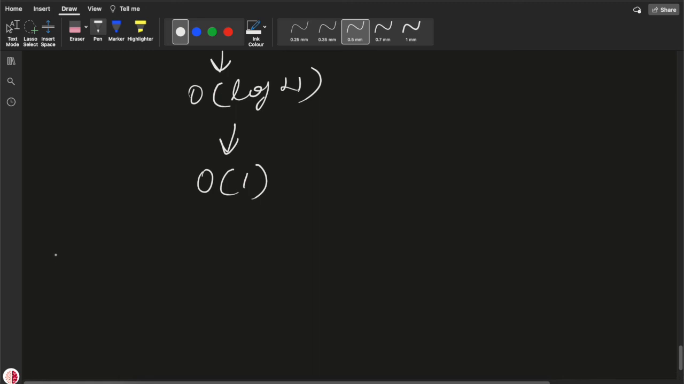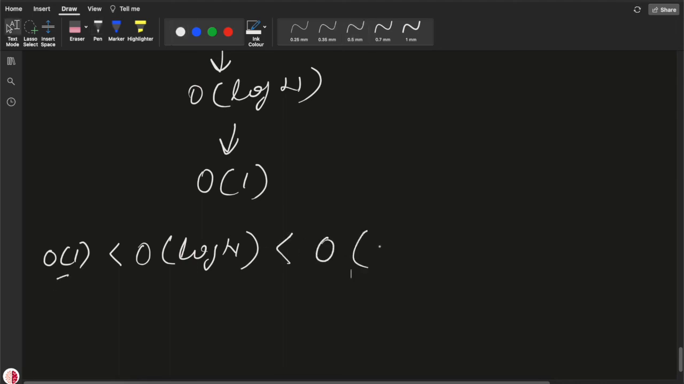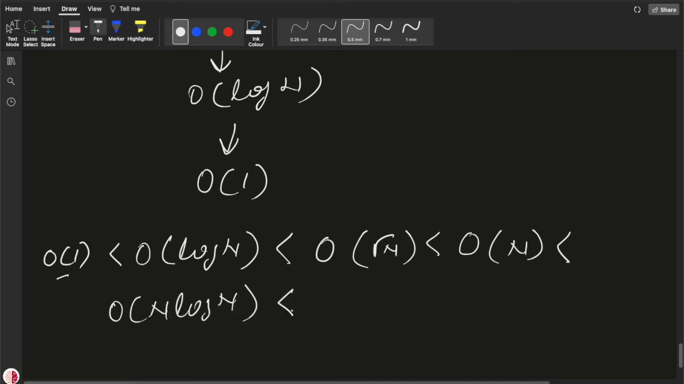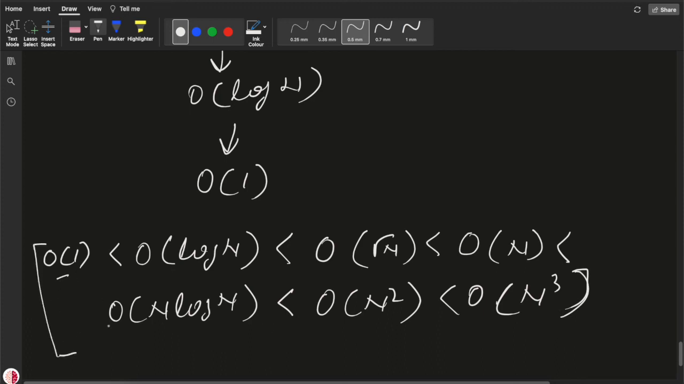In terms of big O notation, this is the constant, which means it will execute in no time. Before that, we can have big O of log n, which is greater than this one. Then big O of square root of n, then big O of n, then big O of n log n, then big O of n square, then big O of n cube. Something may be there in between, but these are the basics. You can think about all of this whenever you are solving a problem.